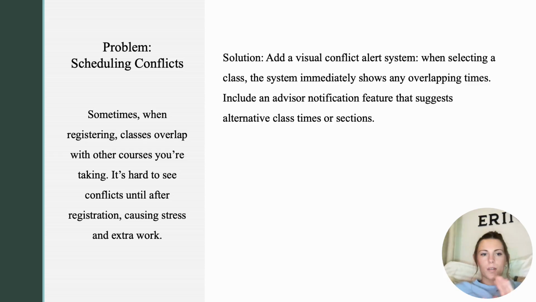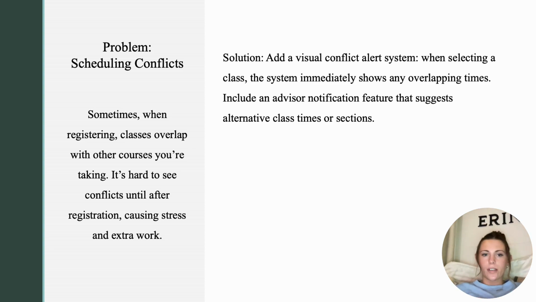So to start out with problem number 1, a lot of our problems, at least for me when I schedule my classes, is scheduling conflicts. Sometimes when people register, classes overlap with other classes that you're taking, or it's even hard to not have a conflict with work if you have a job. It's hard to find time, especially for college students. I feel like we're always on the run doing something, so it's a lot harder to find time to make it to class and work at the same time.